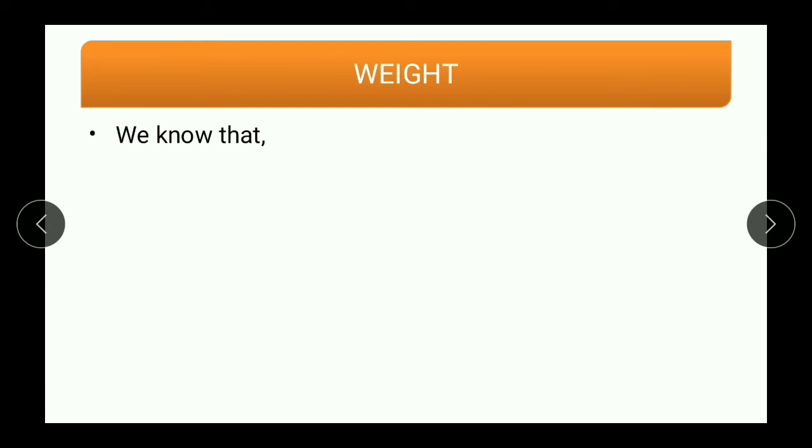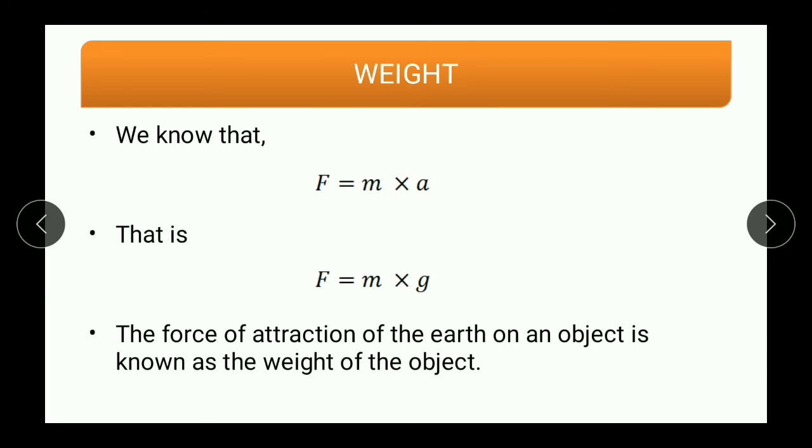Now, if it is a force, then we all know the relation for force is what? Force is equal to mass into acceleration. Now, if we consider gravitational force, then the same relation will become m into g. तो a के जगह पे क्या आएगा? g आएगा. The force of attraction of Earth on an object is known as weight of the object. I repeat, force of attraction of Earth on an object is known as weight of the object.